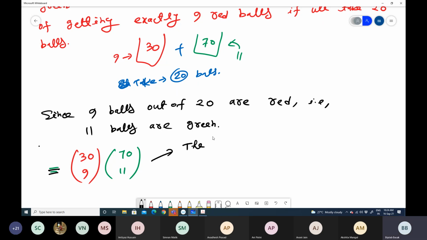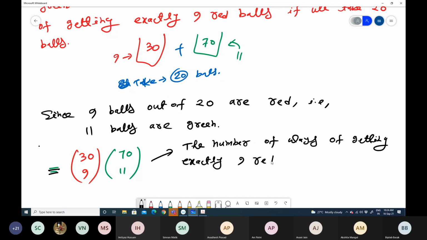of ways of getting exactly 9 red balls in a sample of size 20. Is that fine with everyone?